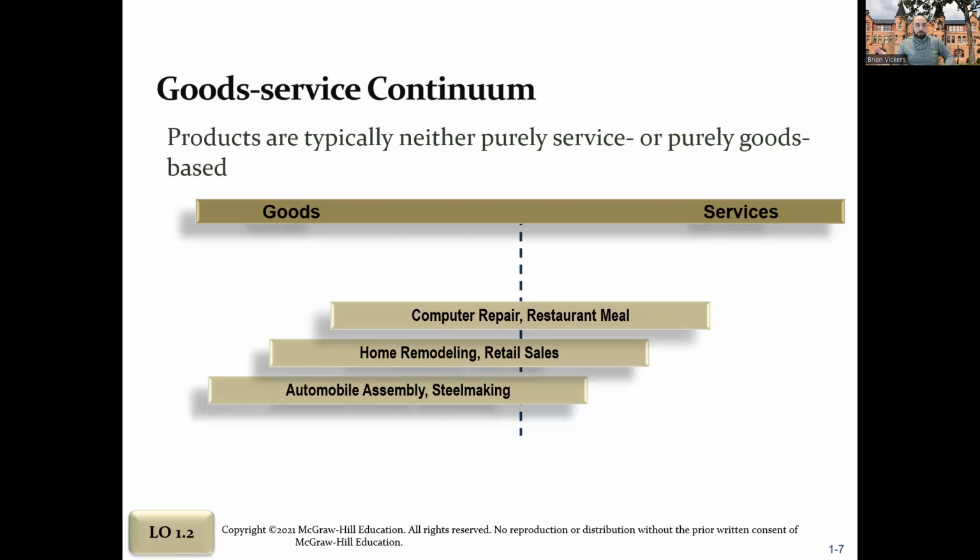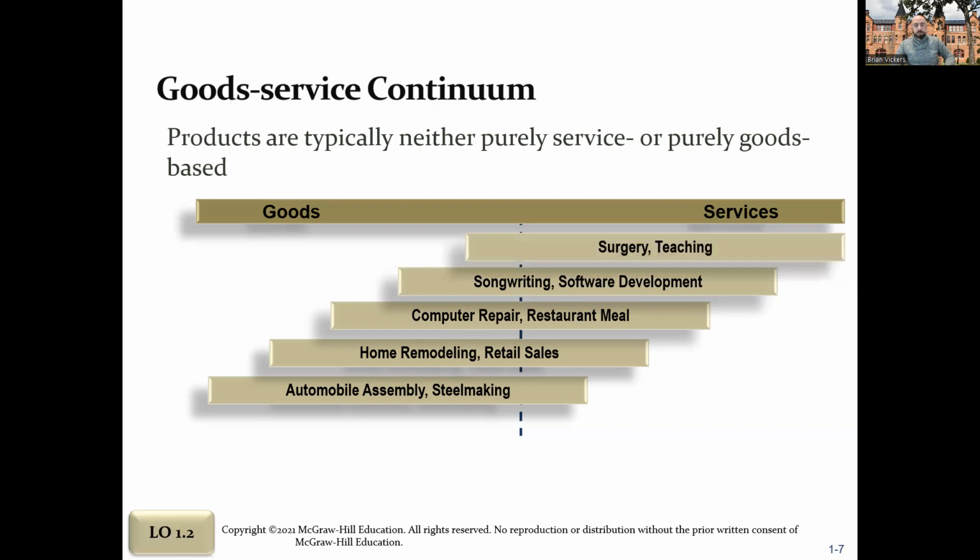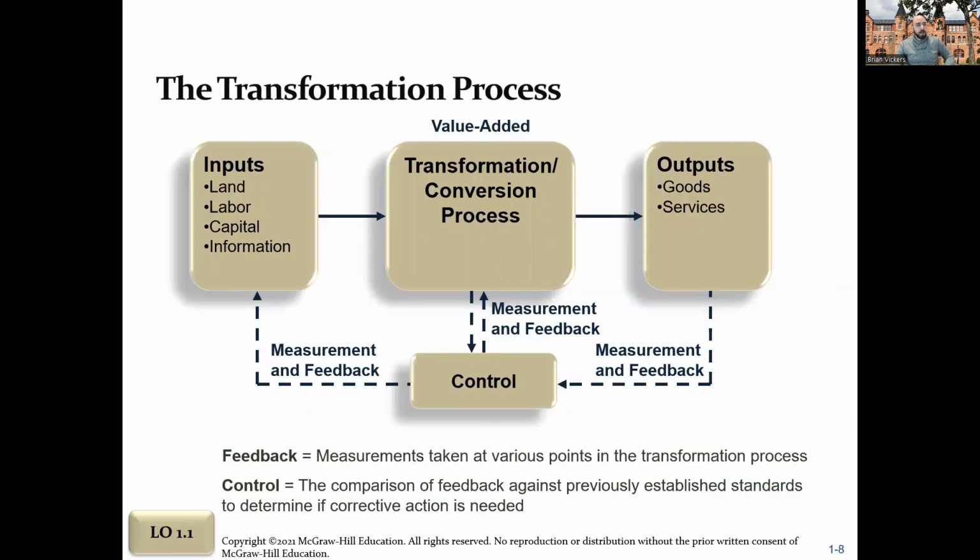You go to a restaurant, you're provided service from the server, right? You go to the bar, you're provided service from the bartender, right? But then the good is that food or beverage. Songwriting, you produce the record, album, and you sell it digitally or physical copies of it. So, crossover. Surgery and teaching. Okay, so in this class, we have a required textbook. There's a good involved there. And then teaching is the service, right?